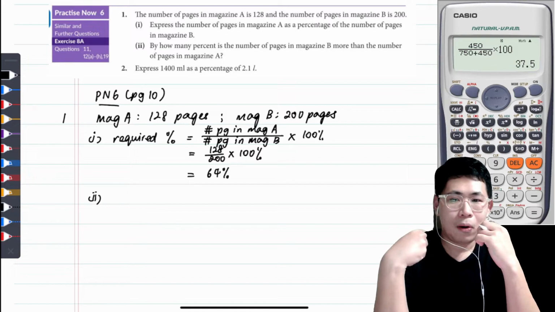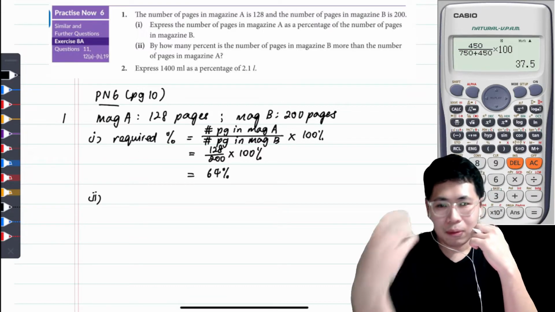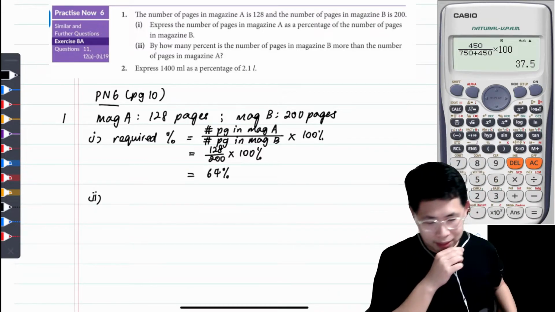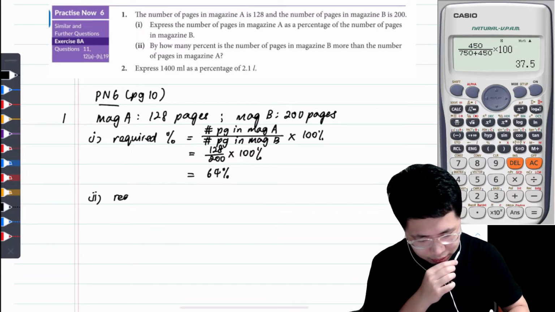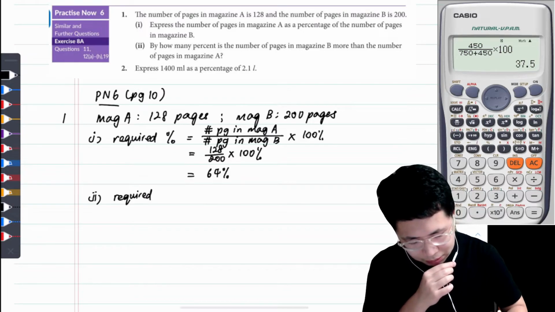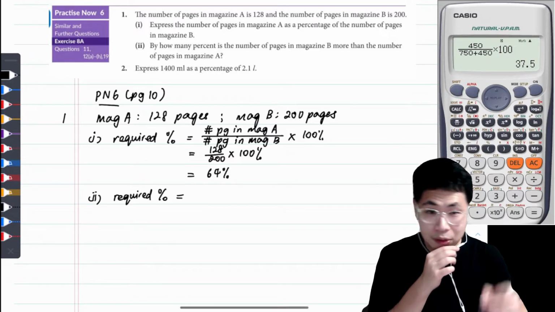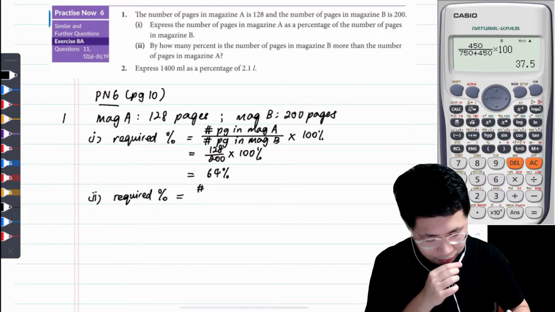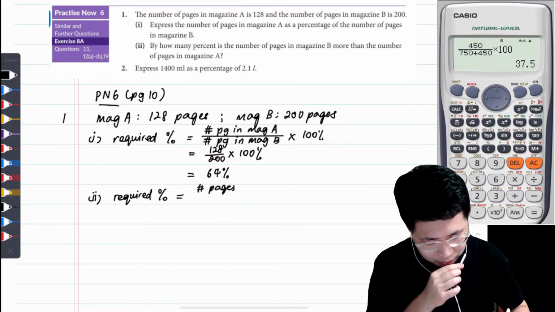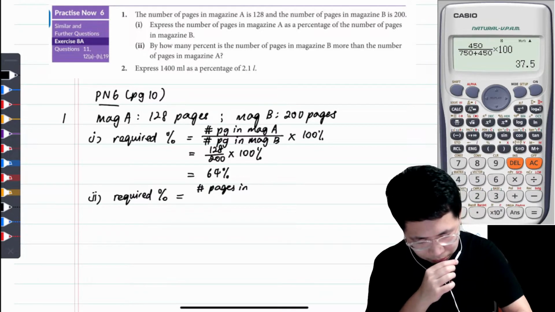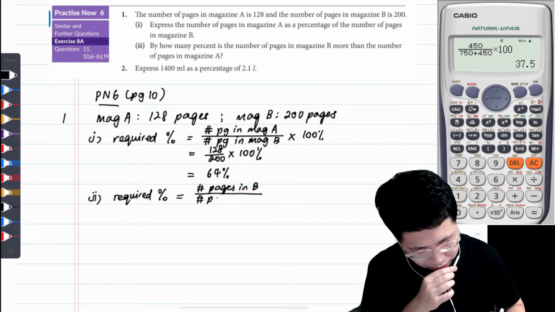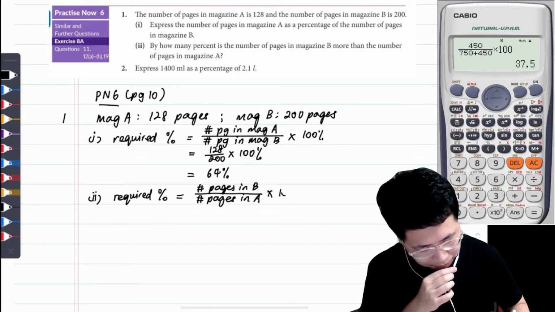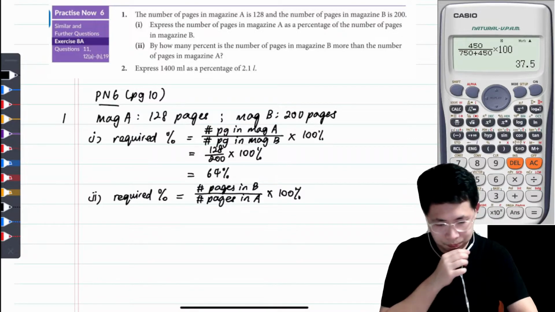Okay, or we can do this by just looking at the number of pages in B over A. I think that would be a bit clearer. Okay, so actually up to you to do. You can find the difference, or for me, I'm just going to find the difference in percentage later. Okay, so the required percentage is, here I have the number of pages in A. No, we are looking for B, right? So B, and I want to divide by the number of pages in A, and I multiply this by 100%.